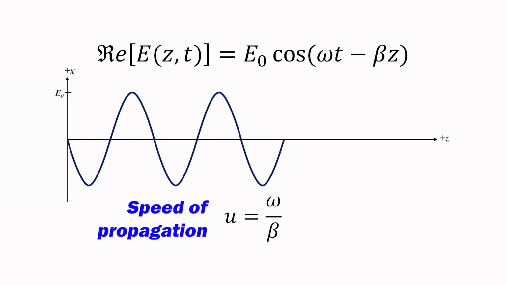Given the relationship between omega and beta, we can also write that the speed of propagation equals the wavelength divided by the temporal period, or the wavelength multiplied by the temporal frequency.